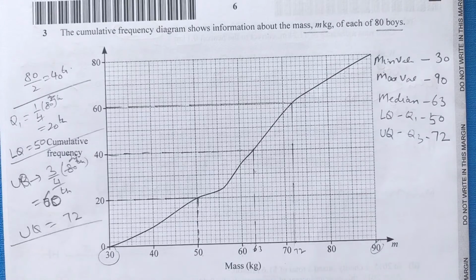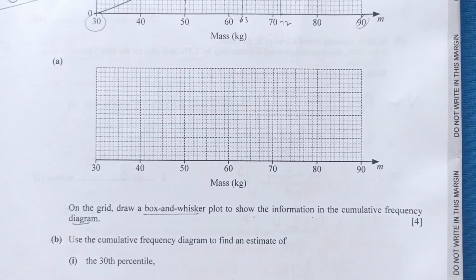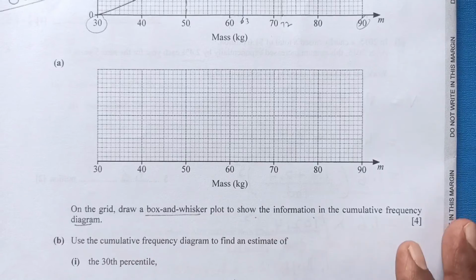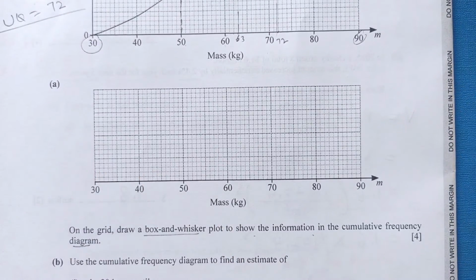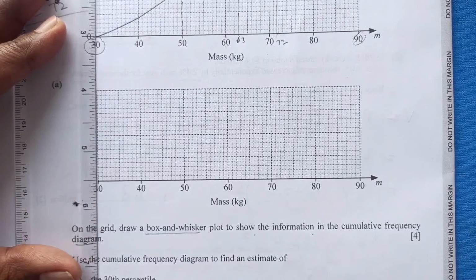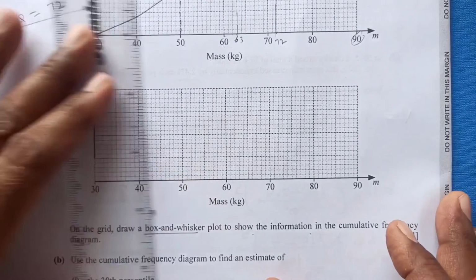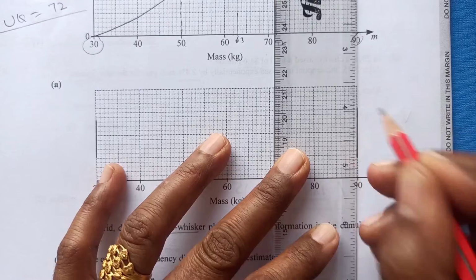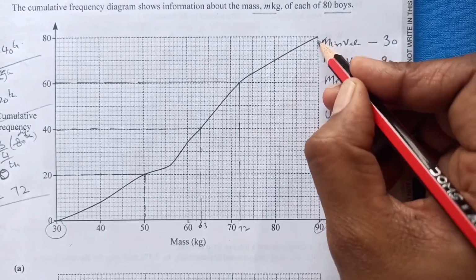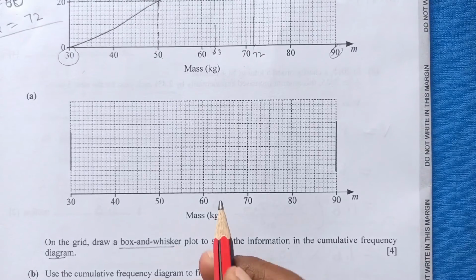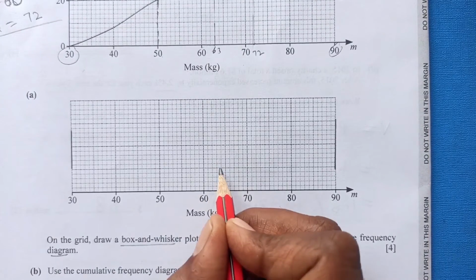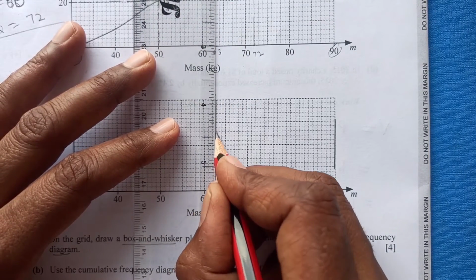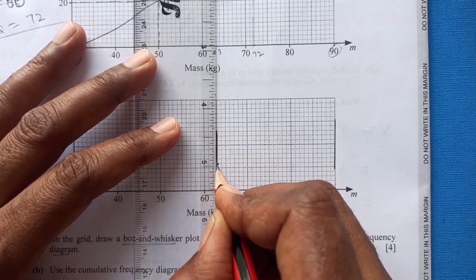So now we have these five values, so we can easily plot the diagram here. So we can use the middle one here, and the minimum value is 30 and maximum is 90. So minimum will go here, okay, and maximum is here 90, as we are already given in here. Okay, so now we are done with this and this. Now median is 63. So 61 is here, 62, 63. So we can just go here. So let me draw this one. So this is our median, right?